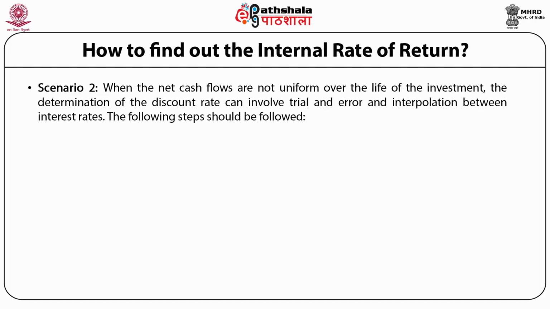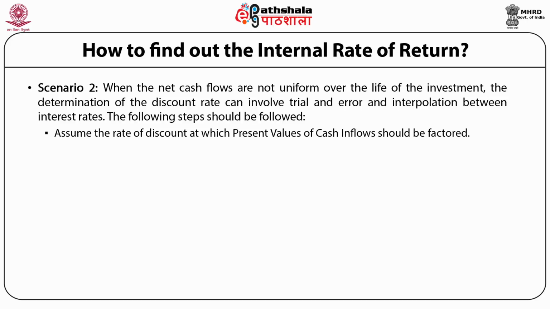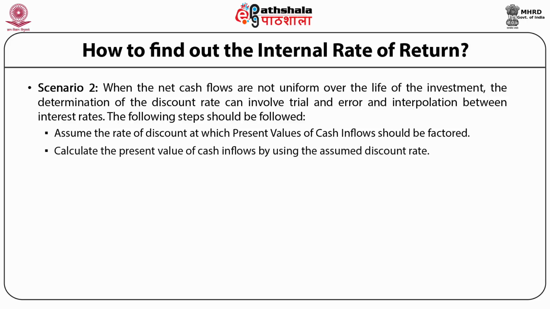Scenario 2. When the net cash flows are not uniform over the life of the investment, the determination of the discount rate can involve trial and error and interpolation between interest rates. The following steps should be followed. Number 1. Assume the rate of discount at which present values of cash inflows should be factored. Step 2. Calculate the present value of cash inflows by using the assumed discount rate.